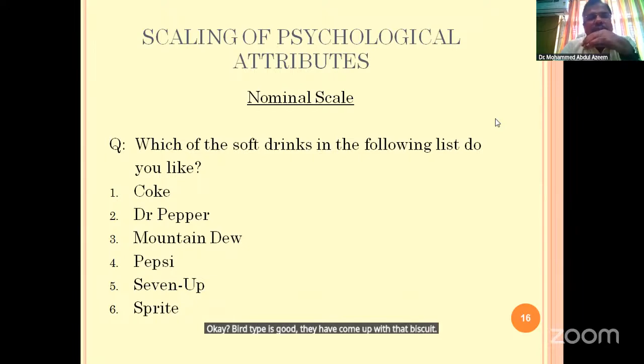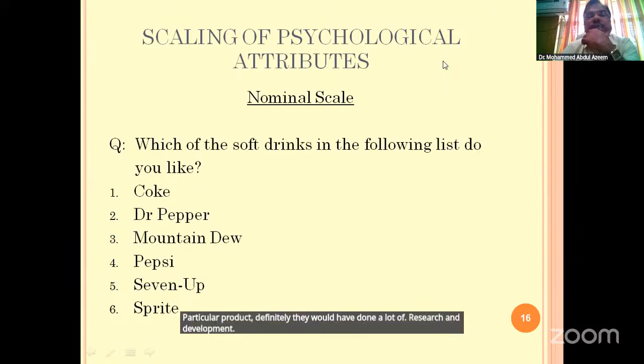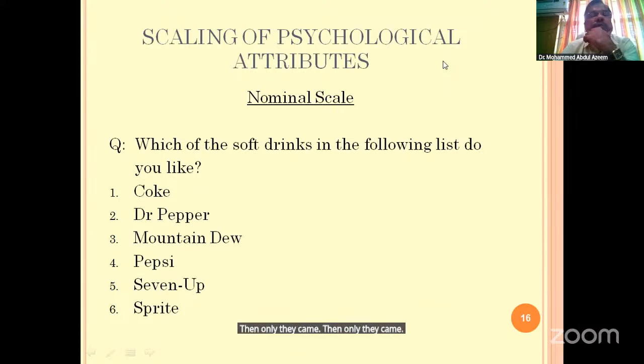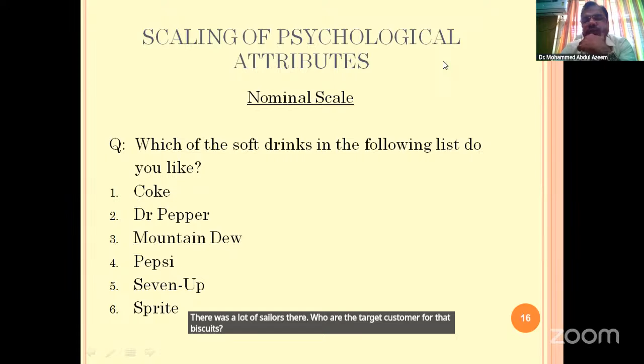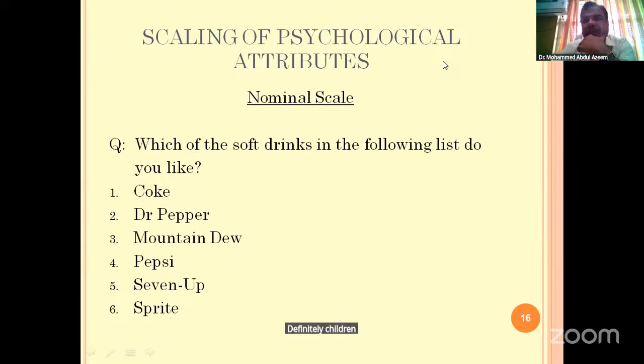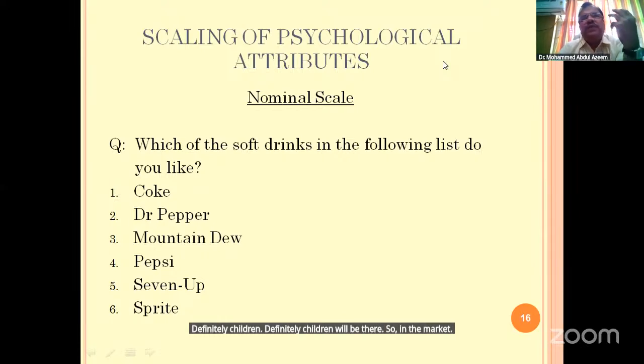See, any company which comes with a particular lot of investment and a particular product would definitely have done a lot of research and development. Then only they came. Now, when they came with that product, there was a lot of sale. Who are the target customers for that biscuit? Children. Definitely children. So in the market, there was a lot of sale for that product.